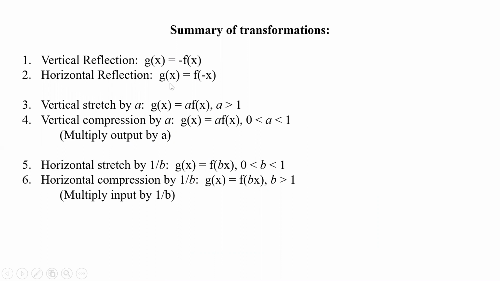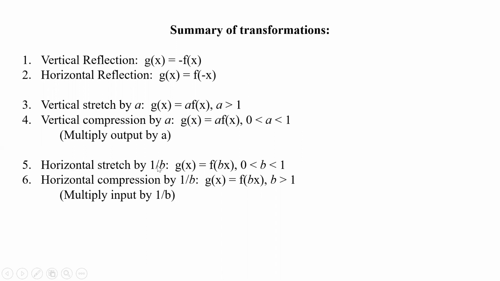Our horizontal reflection is g of x equals f of negative x. We're plugging in negative for horizontal x, and here we're changing the whole y, so that's a vertical reflection. Now we have vertical stretch by a, and it's a times f of x, and that's if a is greater than 1. We have a vertical compression by a factor of a if we have a times f of x and a is between 0 and 1. Basically, multiply all your outputs by a here.